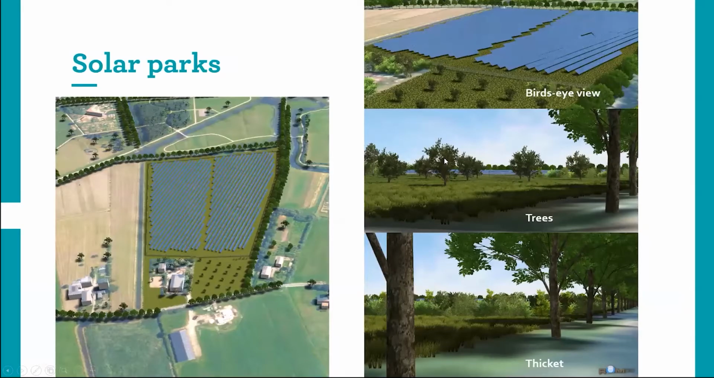So this is the first example of a solar park, which we made in the Win3D program. This is a top shot of the solar panels, and there is some landscape planning in it, with some trees, bird's eye view, some thicket to hide the solar panels.